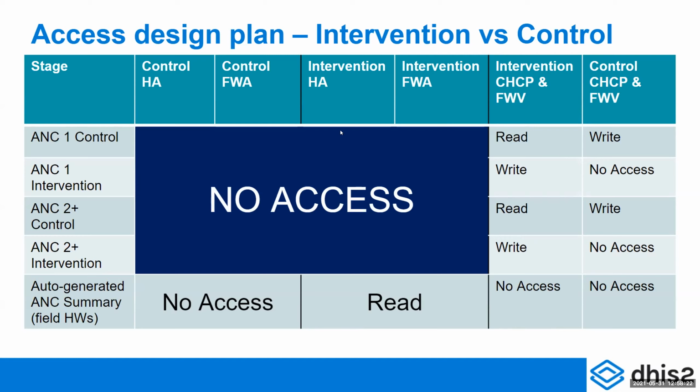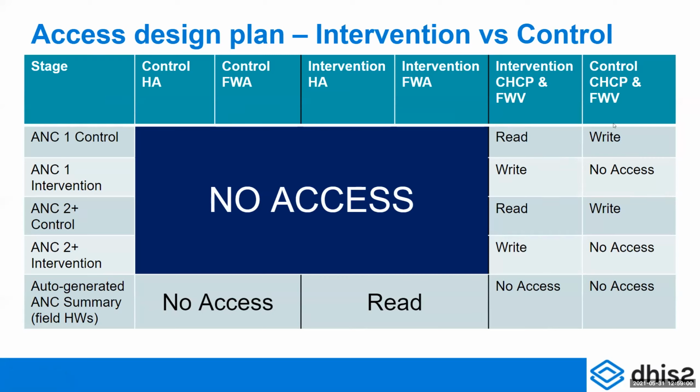Good. So then the control will have no access to this stage at all, right? Because we don't want to give them continuity of care. The intervention community workers will now have read access, because it's an auto-generated stage. All the information is auto-generated. So if you remember, auto-generated stages or data points usually are not editable anyway, and we don't want them to edit. We're just giving you information about the woman, what has happened to her when she went to the facility.